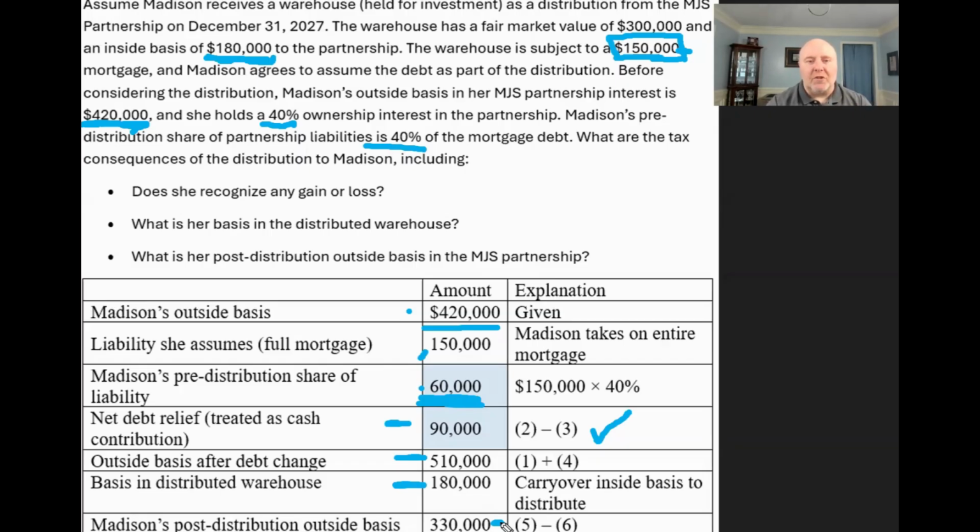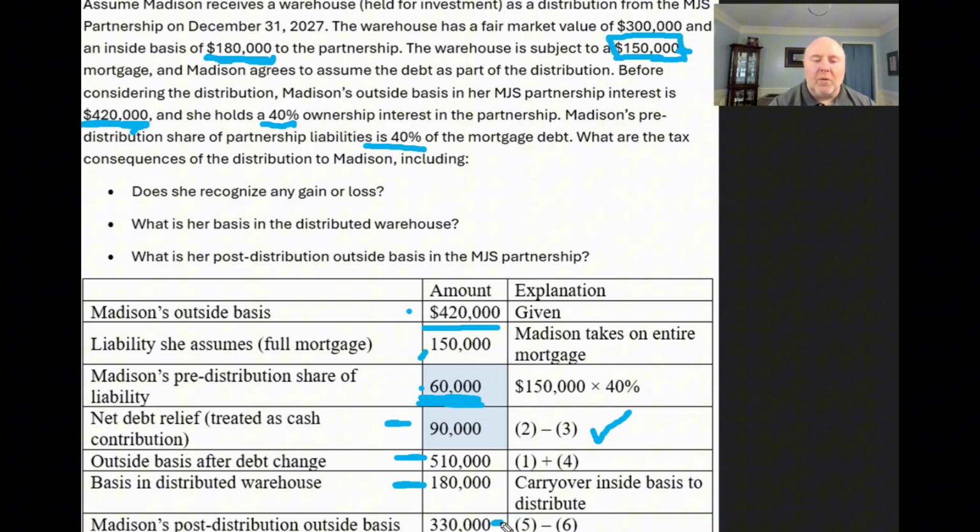Because there's this distribution to our partner, our partner's taking on the liability. So we have to deal with how much were they already liable for? So what was the net amount of new liabilities that they're taking? Add that to their existing basis and then subtract out the basis in the property that they received. That's going to give us our new outside basis. And we know that the basis that Madison has in that land is now going to be $180,000. And because it didn't exceed her outside basis or anything, there was no recognized gain or loss on this problem.